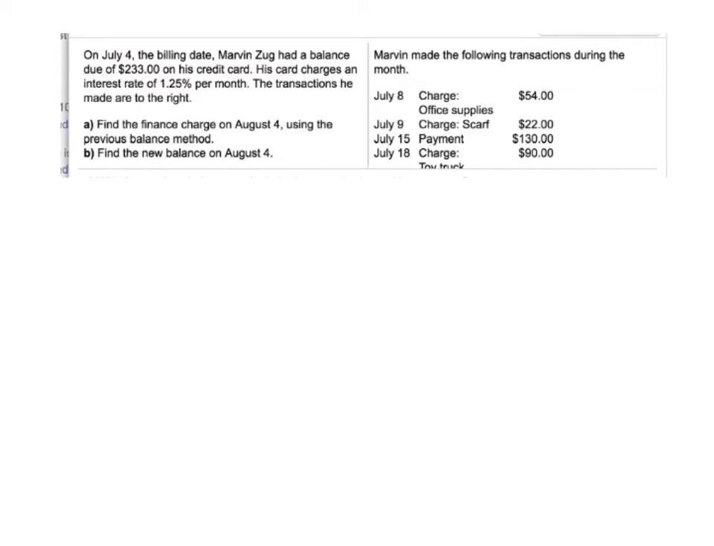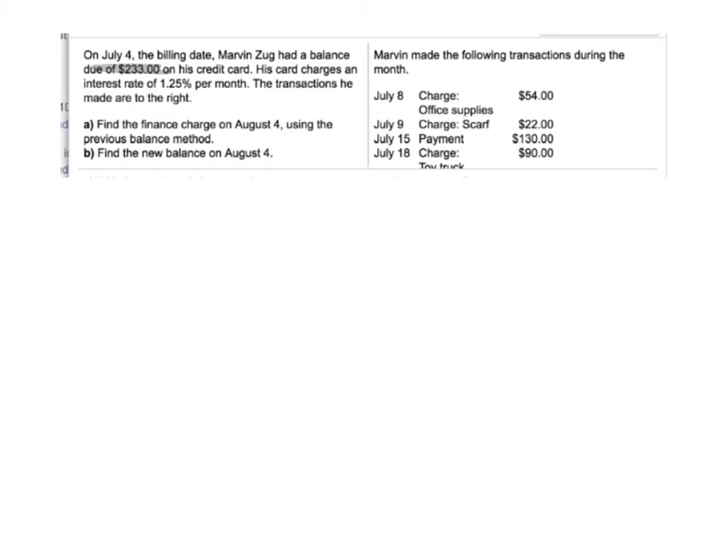Now part B asks us to find the new balance on August the 4th. So a month later, he had this previous balance of $233, as we already discussed. Then he made a series of transactions, which we've also pointed out that are over here to the side. So we need to take that previous balance plus those transactions into account to figure out what his new statement balance was a month later on August the 4th.